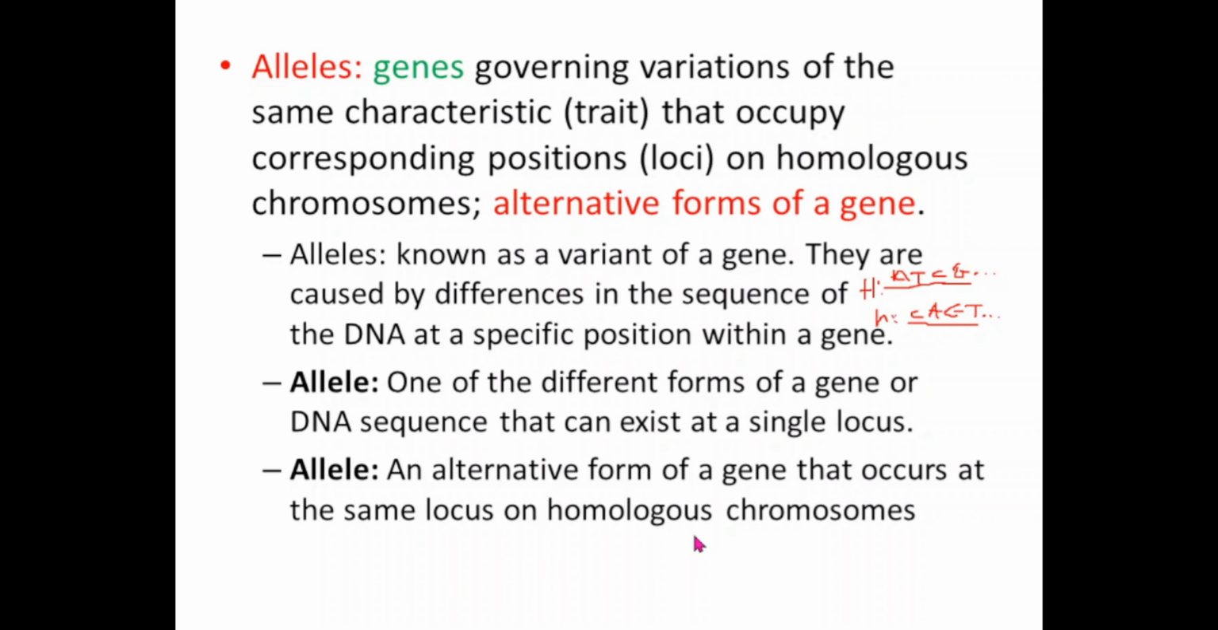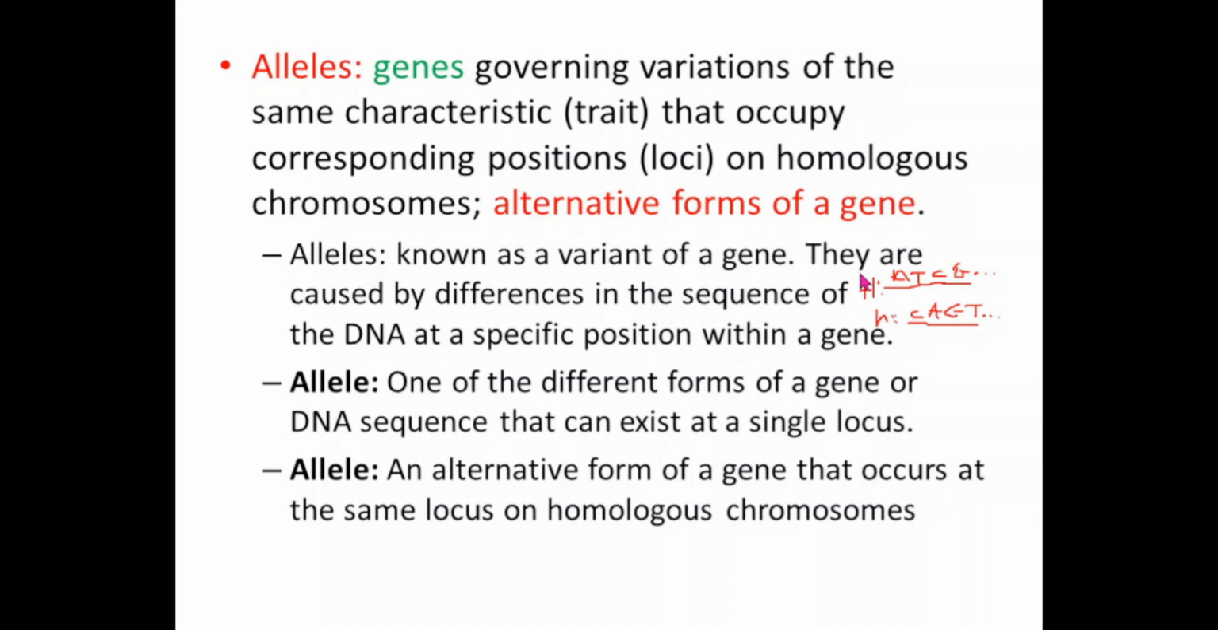Alleles, these are genes governing variations of the same characteristic or trait that occupy corresponding positions that we call loci on homologous chromosomes. This is also called alternative forms of a gene. So you can find the definition of allele in different books. For example, these alleles are known as a variant of a gene, alternative form of a gene. They are caused by differences in the sequence of the DNA at a specific position within a gene.